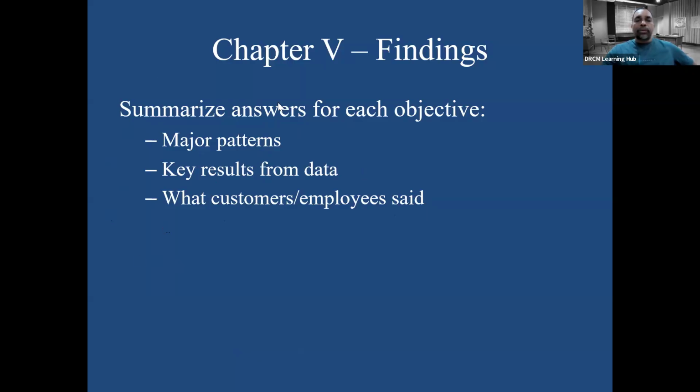But while you are explaining the findings, you have to say: from my first objective, these first three findings are from my first objective. I got these results, I got these answers. This is my findings of the first objective. These are my findings of the second objective.